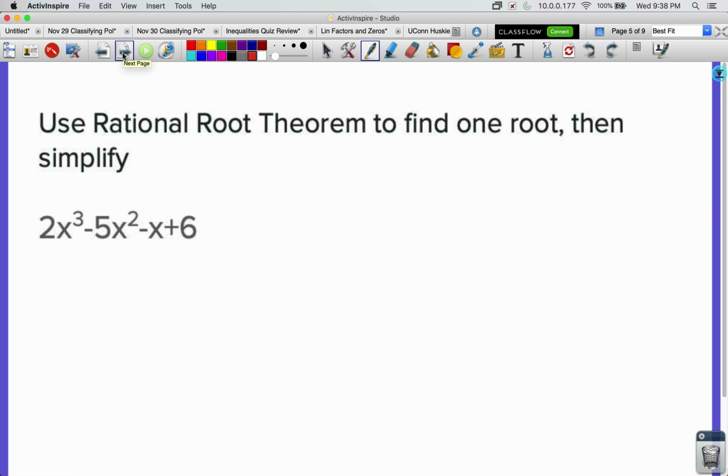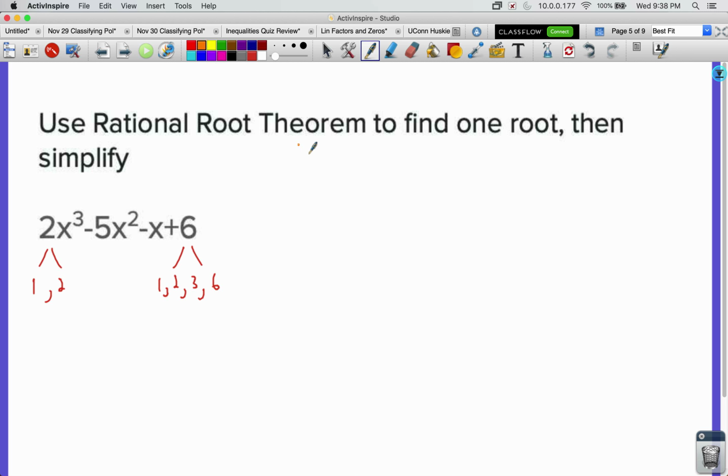All right, let's try this again. Here's our next polynomial. Go ahead, copy it down. The factors of the leading coefficient are 1 and 2, and the factors of our constant at the end are 1, 2, 3, and 6. Those are all the numbers that will divide into 6 evenly.